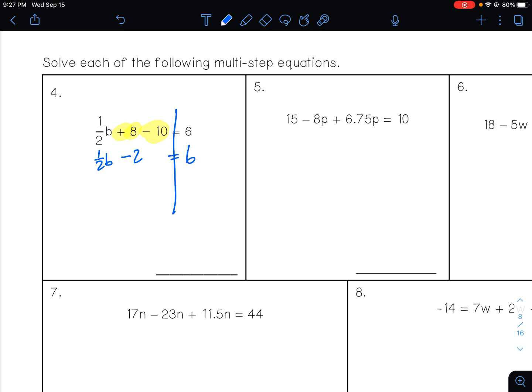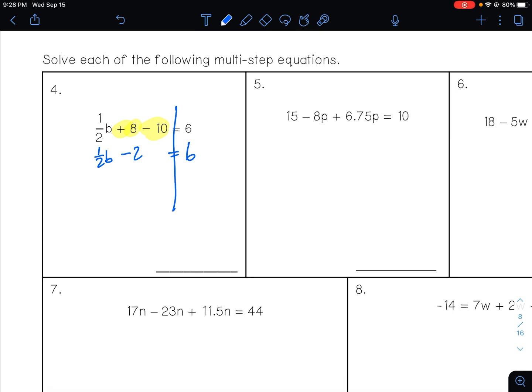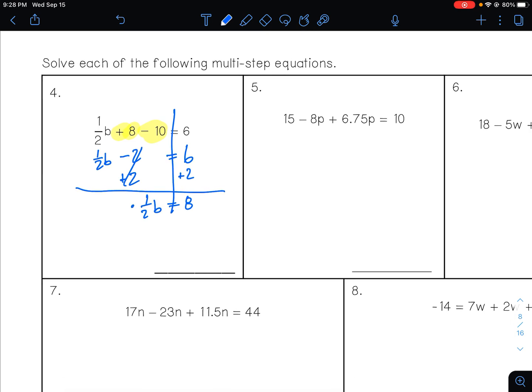All right. Isolate the variable. Isolate the 1/2 b. So I get rid of the minus 2 by adding 2. Add 2 to the other side as well. We get 8. And then I have 1/2 b equals 8. How do I get rid of 1/2? Well, I multiply by the reciprocal, or the opposite, 2 over 1. Multiply by 2 over 1, which is the same as 2. This cancels. I'm left with b equals 8 times 2 over 1 is 16 over 1, or just 16. b equals 16. There it is.